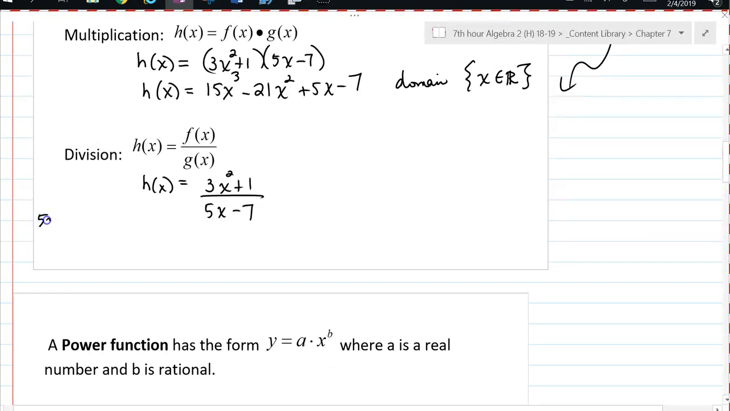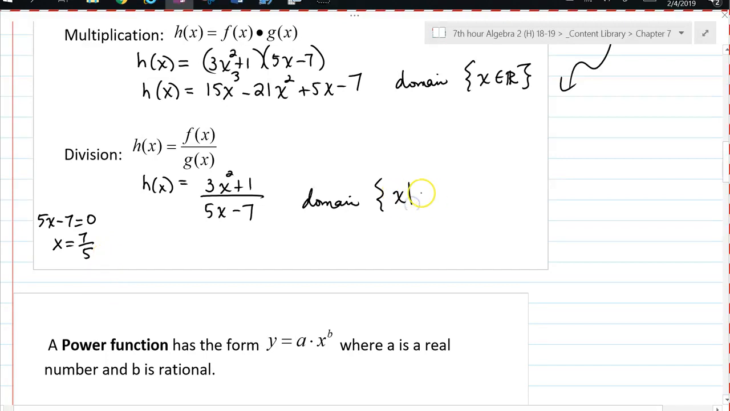So I'm going to go over to the side, or I'm going to do this in my head, and I'm going to say, what is going to make 5x minus 7 equal to 0? Well, it's going to be when x is 7/5. So what I want to say for my domain here, notice I'm not simplifying, I'm just writing it as a fraction. And then when I state the domain, I have to worry about the denominator. So I set 5x minus 7 equals 0, whatever your denominator is, set it equal to 0 and say, well, when is that denominator going to be 0? It's going to be 0 when x is 7/5.